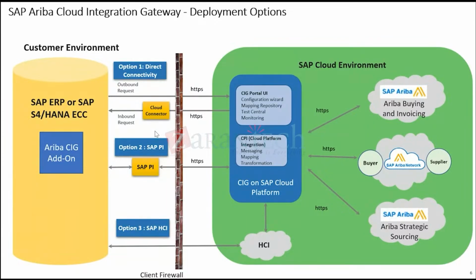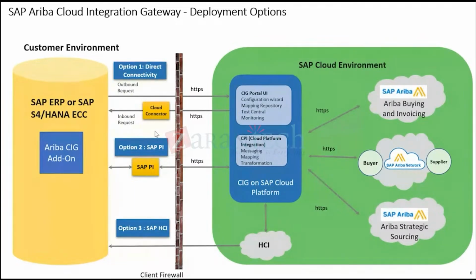In case of outbound connectivity, the cloud connector is not needed, because we are sending the data and we know exactly what data we are sending. In that case we have SSL communication, that is HTTPS communication. We set up that communication by importing their SSL certificate into our key store, and then once the handshaking and everything is done, the initiation of the message will start from ERP to Ariba CIG, and from Ariba CIG to the Ariba application.